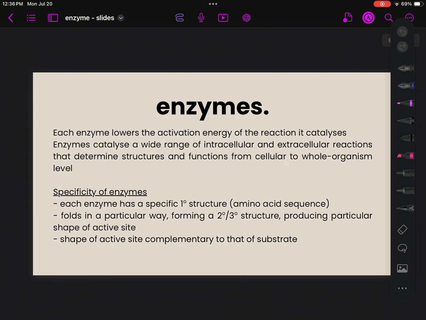More on enzymes. Each enzyme lowers the activation energy of the reaction it catalyzes. Enzymes catalyze a wide range of intracellular and extracellular reactions that determine structures and functions from cellular to whole organism level. So more on the specificity of enzymes. Each enzyme has a specific primary structure, which is the amino acid sequence. We go more into this when we talk about the protein topic earlier in this topic. It folds in a particular way, forming a tertiary structure, producing a particular shape of active site.